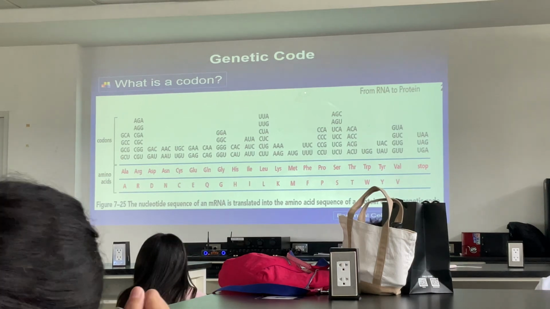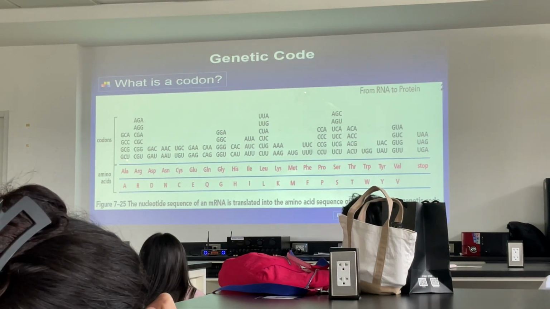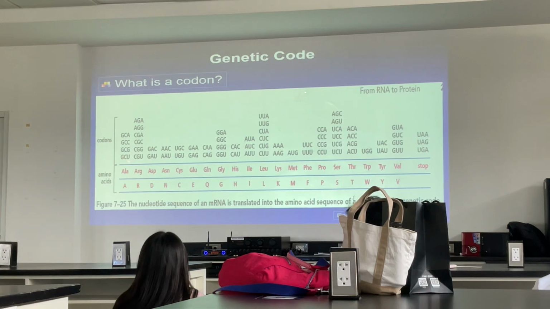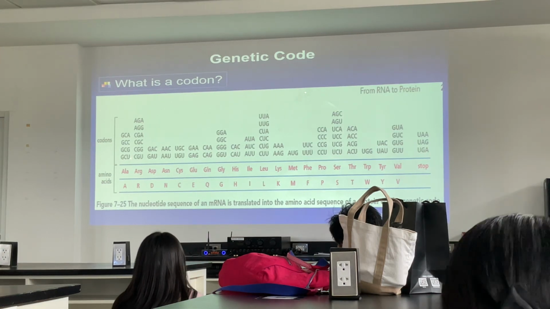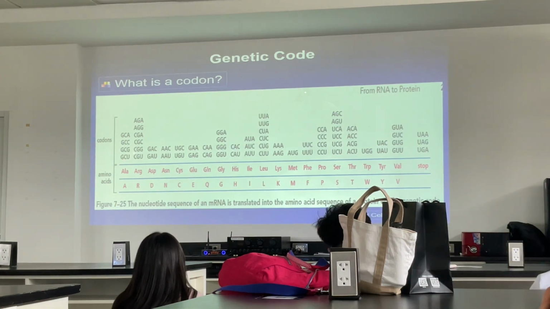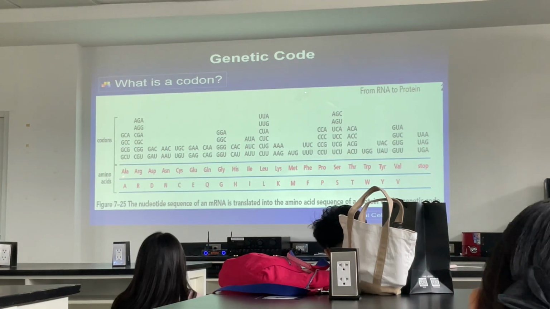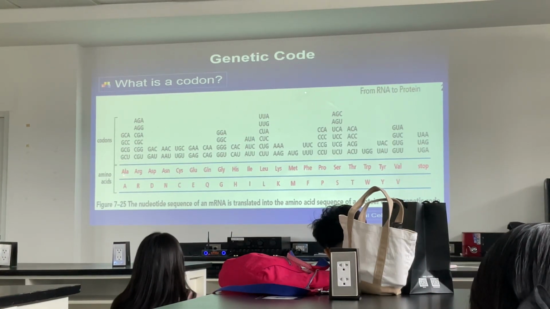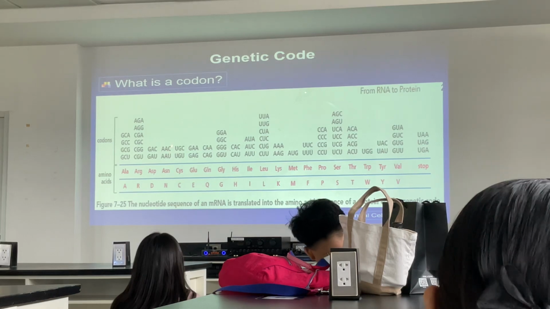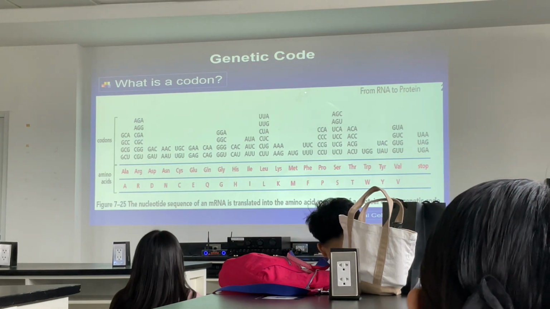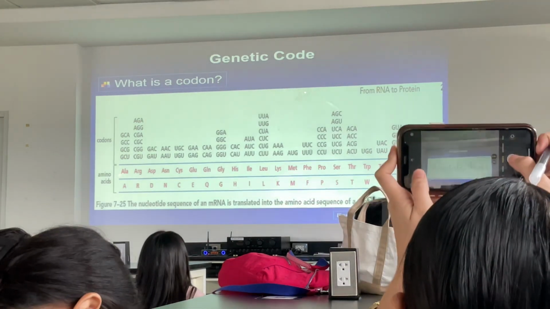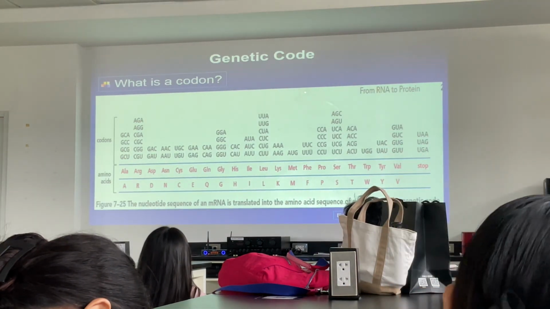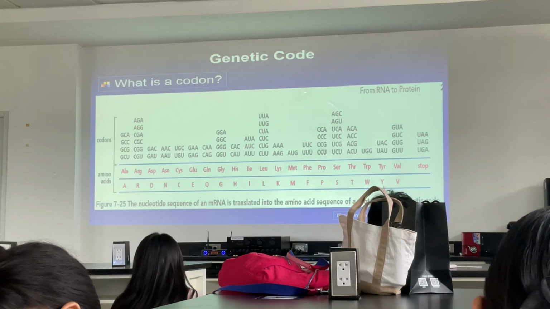For example, in this messenger RNA, if this is the codon found in the messenger RNA, GCU, guanine, cytosine, uracil, will code for the synthesis of alanine. Okay? So that is a codon, a triplet of nucleotides that will code for the synthesis of a specific amino acid in the polypeptide chain.